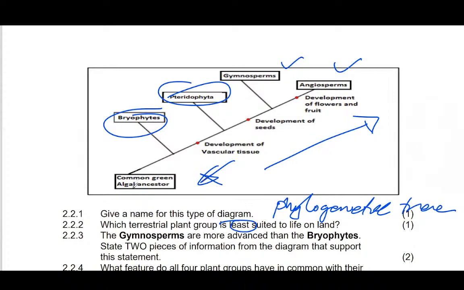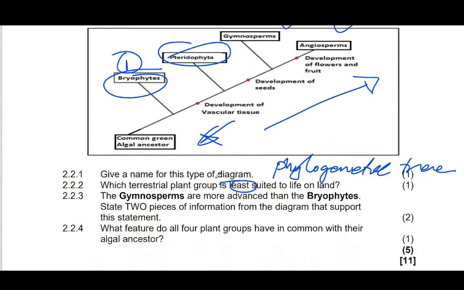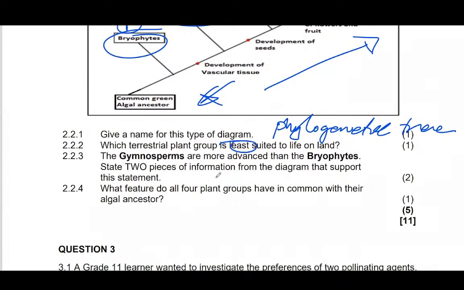So we have the common green algae. Algae is not a plant, it does not belong to kingdom Plantae, and algae in most cases are found in water, not in a terrestrial environment. So the answer is going to be BRYOPHYTE. Next, they're saying that GYMNOSPERMs are more advanced than BRYOPHYTEs.